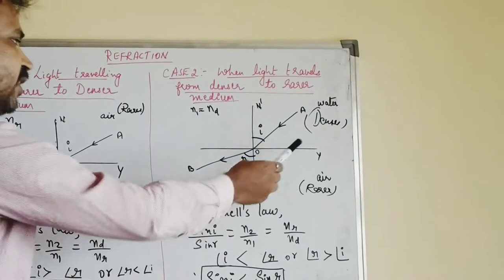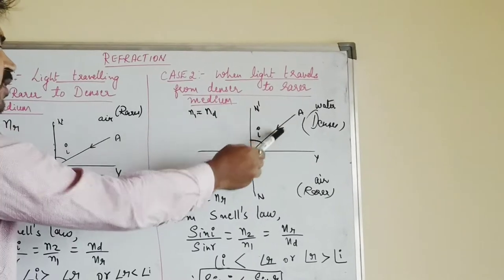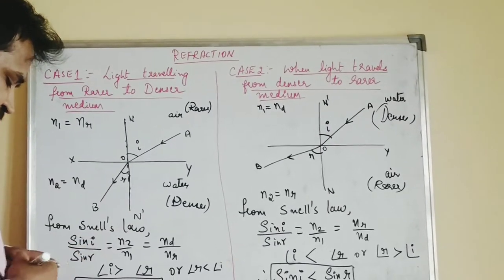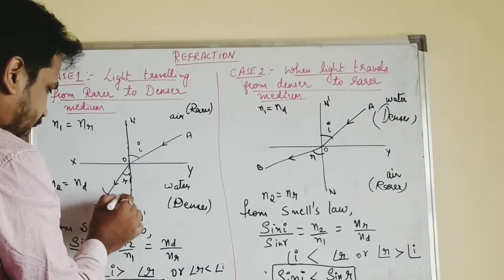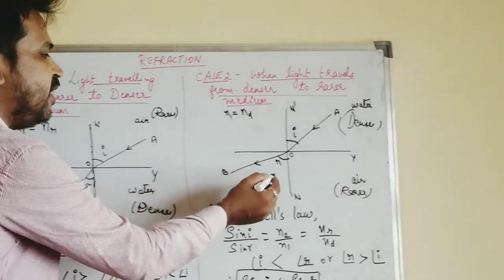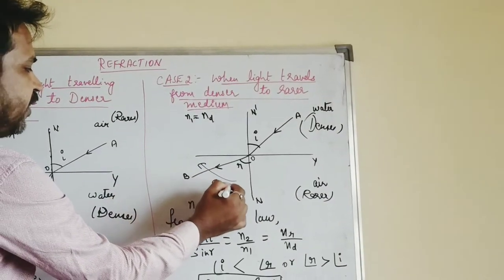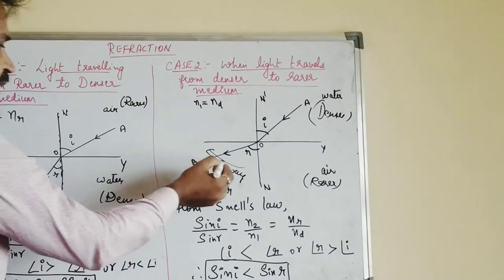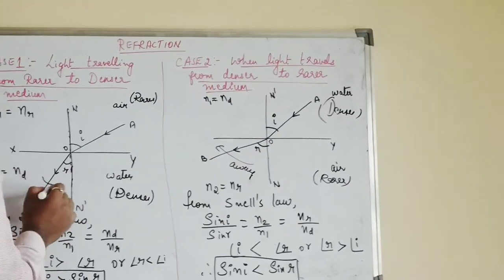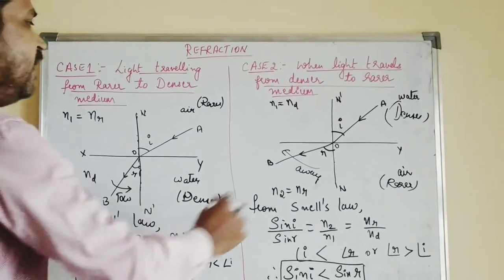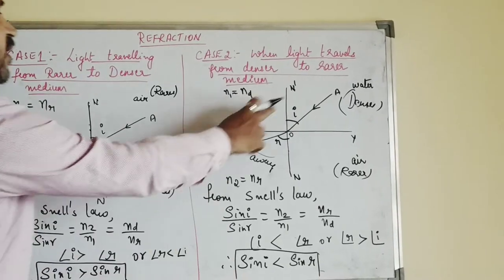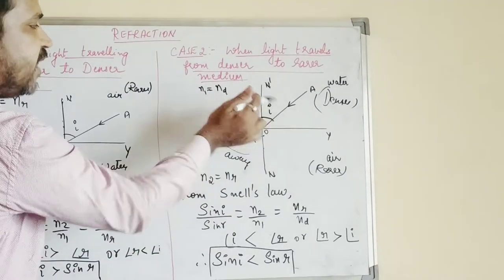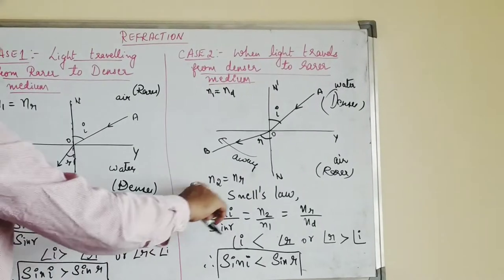Now you know that whenever a ray of light passes from a denser to a rarer medium, it happens in the reverse process. In the earlier case the refracted ray was moving towards the normal. Here you can see the refracted ray is moving away from the normal. When the ray of light comes from denser to rarer, the refracted ray moves away from the normal. Here it is towards the normal, here it is away from the normal. Now you can see the angle of refraction is greater than the angle of incidence, or the angle of incidence is less than the angle of refraction. Now you can apply Snell's law.